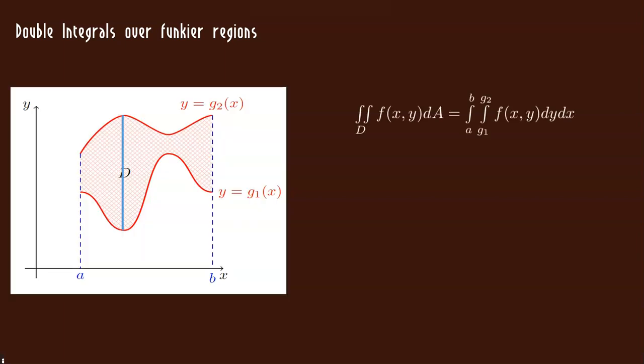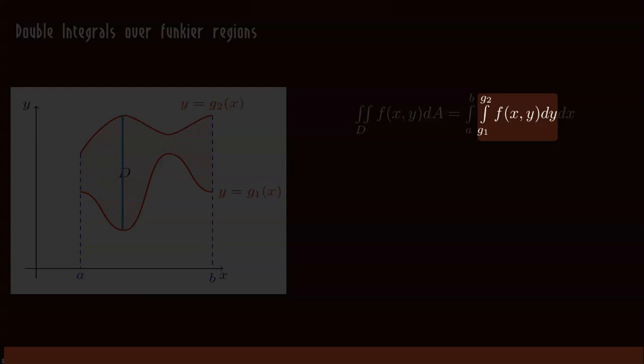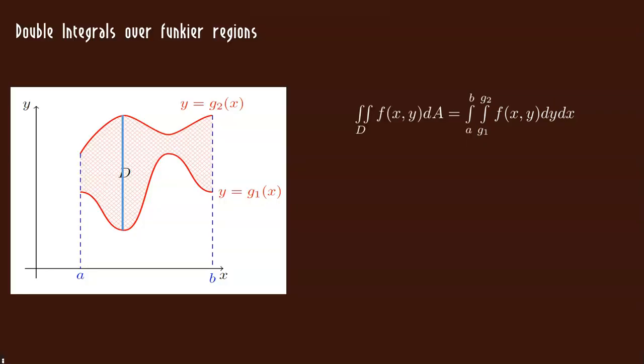Let's say I've got this region D, and I can describe the top border and the bottom border using nice pretty functions: y equals g1 of x and g2 of x. Then I'll integrate with respect to y first and go from g1 to g2, and then I'll go with respect to x, going from a to b. So let's look at an example.